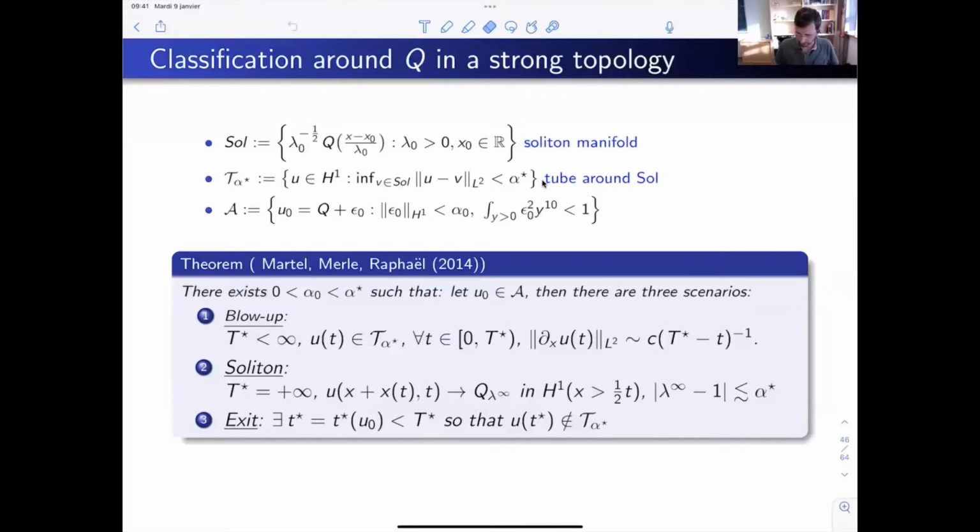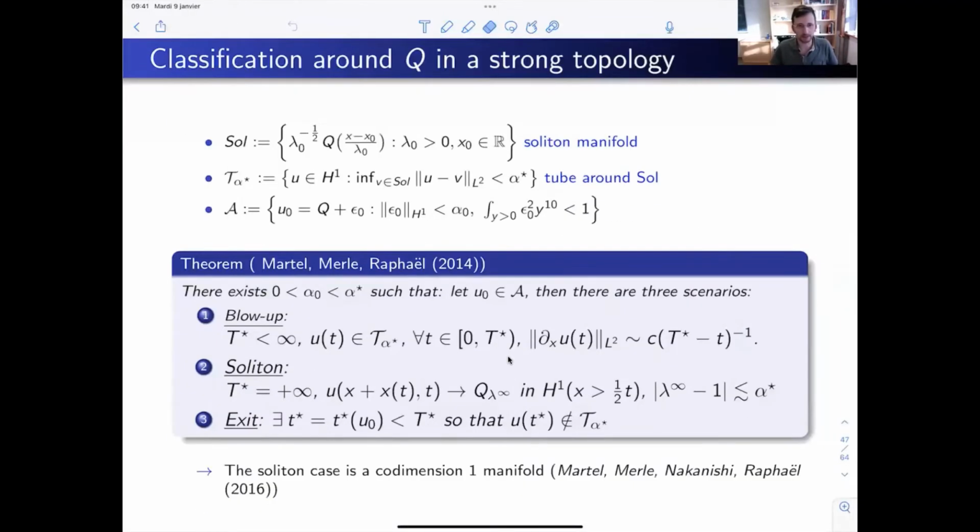And a result to complete this one is that the soliton case is actually a codimension 1 manifold. This was proved later by Martel, Merle, Raphael, and also Nakanishi.